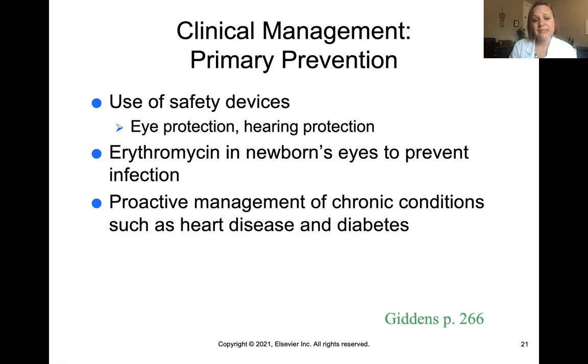We put erythromycin drops in the newborn's eyes to prevent infection, anything that they could have gotten from the mom during the birthing process. And we want to have proactive management of chronic conditions for things such as heart disease and diabetes, recognizing that those conditions themselves can cause changes in sensory perceptions, or sometimes the medications that are required can cause changes in sensory perception. So we want to make sure we're preventing some of those things from needing to be happening in the first place.